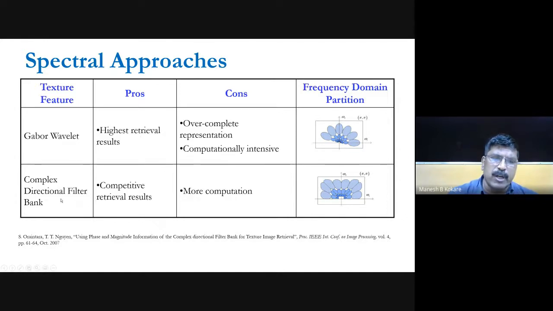Then the complex directional filter bank can also be used, for extracting the textural features in various directions of the texture. Pros are competitive retrieval results like the Gabor wavelet, but here more computation complexity is there. In summary, you can use any kind of transform, whether it is a wavelet transform, a Fourier transform, a steerable pyramid, Gabor wavelet, complex wavelet, complex directional filter bank, or ridgelet wavelet for extracting the textural features. So it is up to you.